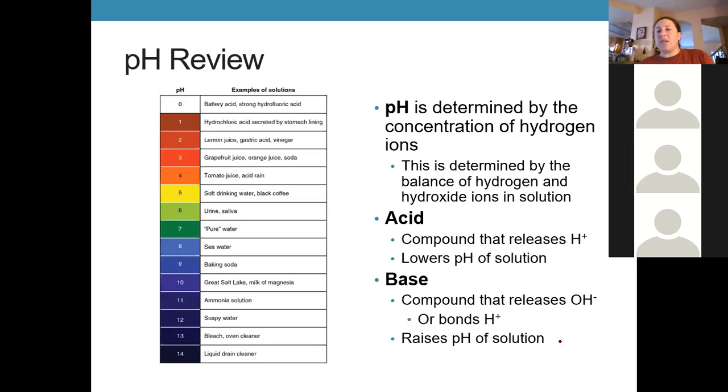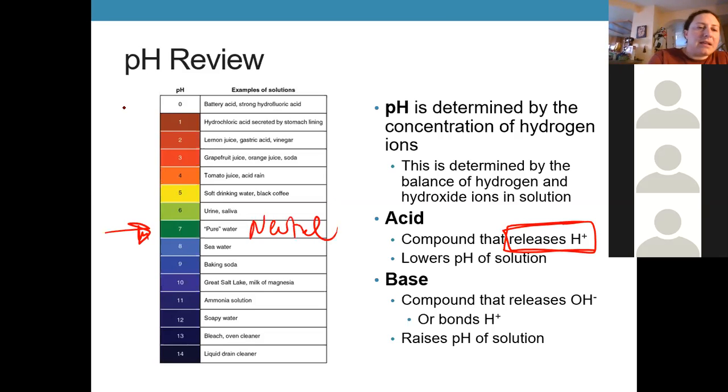So it is a measurement of acidity, and an acid is defined as a compound that releases hydrogen ions, and the pH scale runs from 0 to 14. 7 is neutral. Anything less than 7 is acidic. Anything greater than 7 is basic or alkaline. They mean the exact same thing.